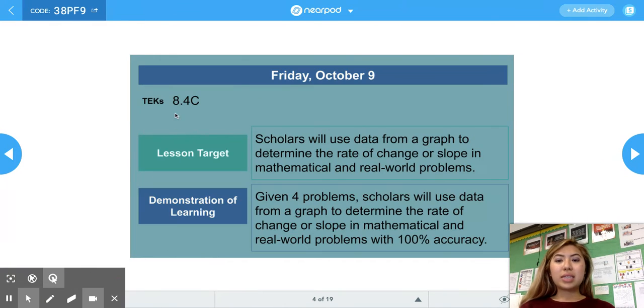Our TEKS for today is 8.4C, and our lesson target is that scholars will use data from a graph to determine the rate of change or slope in mathematical and real-world problems. Our DOL is given 4 problems. Scholars will use data from a graph to determine the rate of change or slope in math and real-world problems with 100% accuracy.